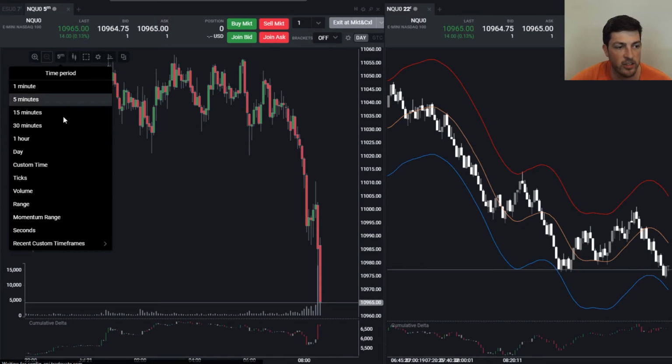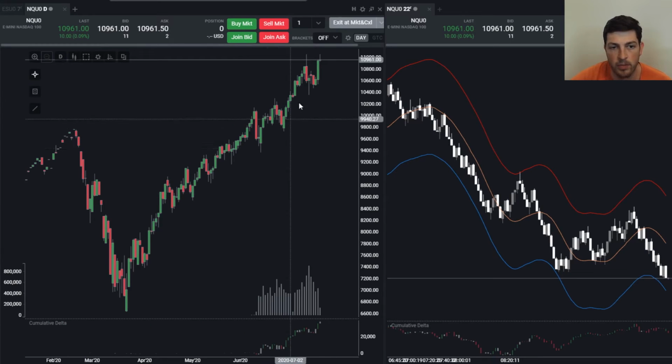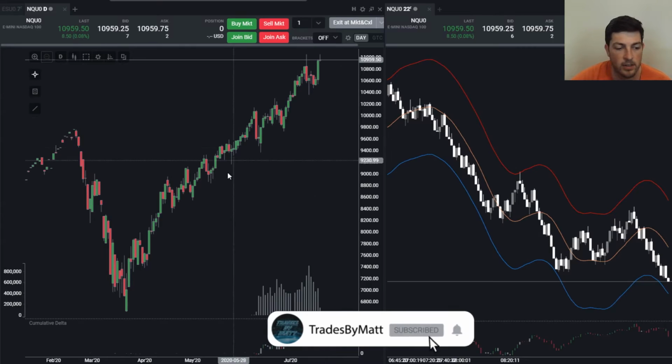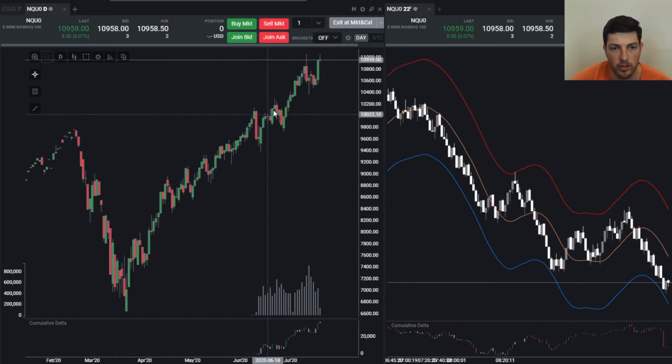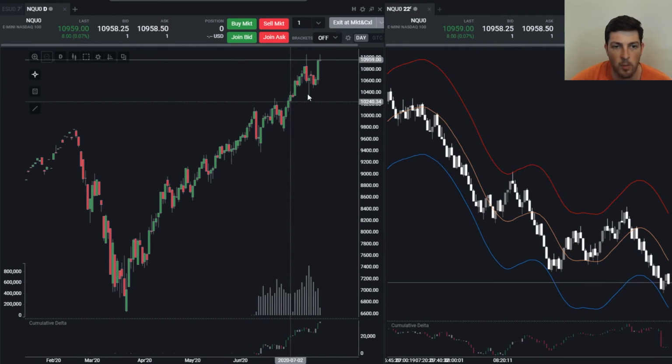I can actually change this to, let's say, a day. So now each candlestick is a day. We're looking at a lot of time right here, right? This goes all the way back to March 23rd. When you open up a daily chart, you're able to see a lot more time, but the same principle still applies.